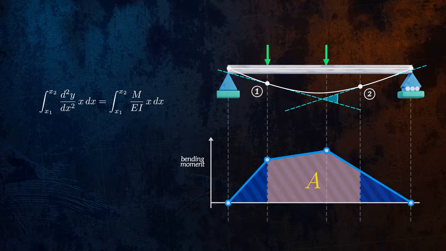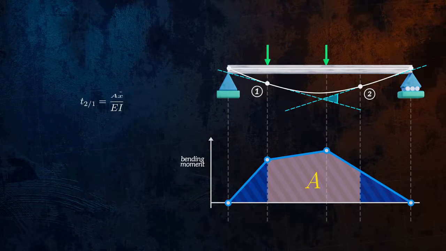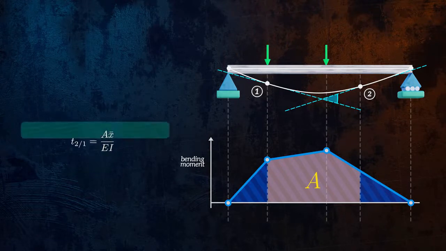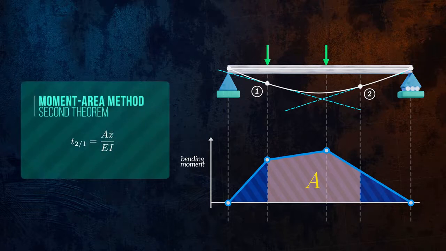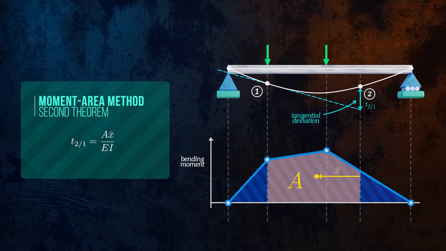This time, the integration is a bit more complicated, since we need to use integration by parts. But we end up with this expression, which is the second moment area theorem. It tells us that the vertical distance between point 2 and the tangent line at point 1 is equal to the first moment of the area of the bending moment diagram, divided by EI. The first moment of area is just the area under the diagram, multiplied by the horizontal distance from point 2 to the centroid of the area. This vertical distance is called the tangential deviation.